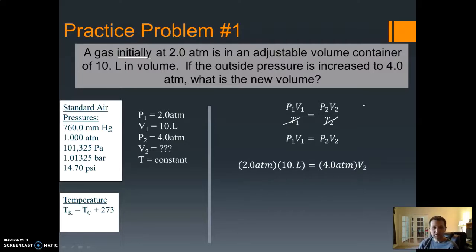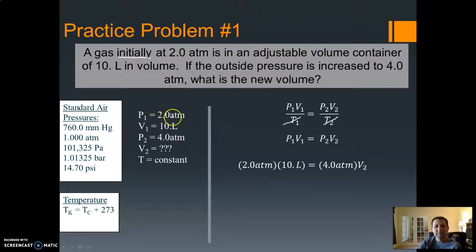So P1 is 2 atmospheres, V1 is 10. liters, and then P2 is 4 atm. Simple, easy money algebra. I solve for V2, and what we need to focus on here is how many sig figs we have in our final answer. Now, to check your work, before we even calculate this, I want to make sure we think about this.